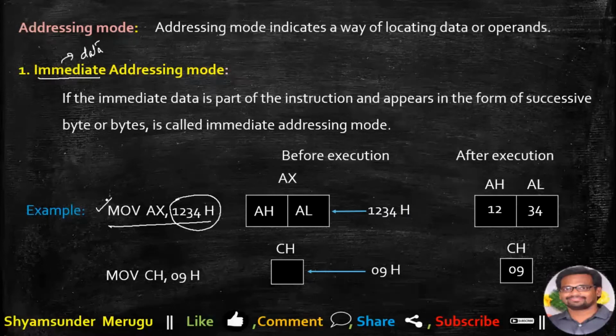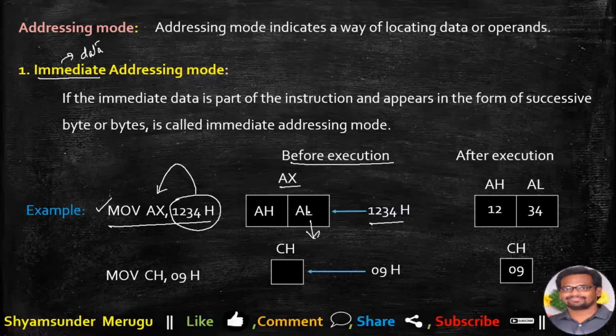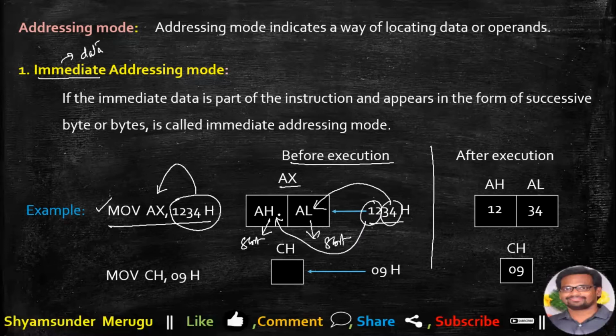When the instruction executes, consider before execution we have 1 2 3 4. The data flow will always be from right to left. That is the 16-bit data, and it has to move to the register AX. As we know, AX is the combination of AL and AH. AL takes the lower 8-bit data, AH takes the upper 8-bit data. So after execution, the lower data 3 4 will go to AL, and 1 2, the upper, goes to AH, right?